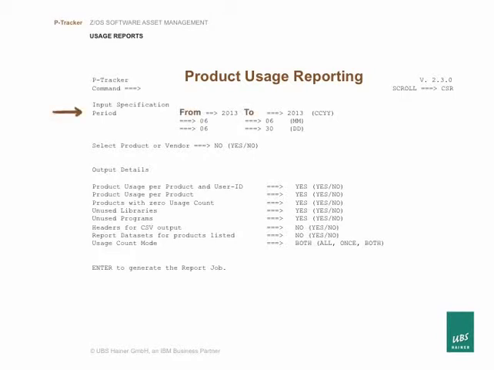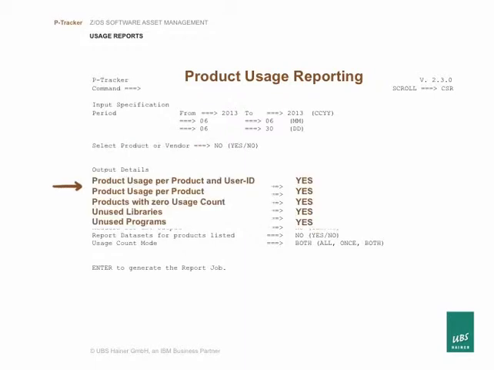First, we define the time period of the report: 1 year, 1 month, several months, or years. Then, because we want to focus the report on a certain product or several products or all products of a vendor, we specify this. Next, what type of report is required? We could request all 5 types in specifying yes in all 5 lines. We have product usage per product and user ID, or the second option, product usage per product without the user ID. The other 3 options lead to non-usage reports.